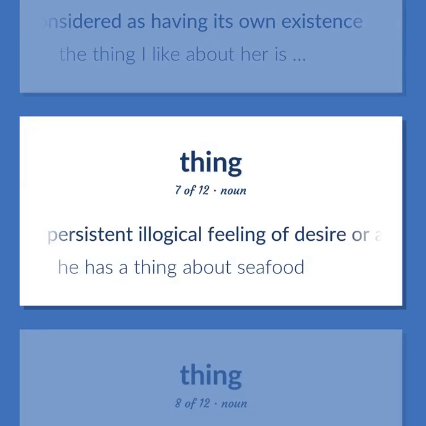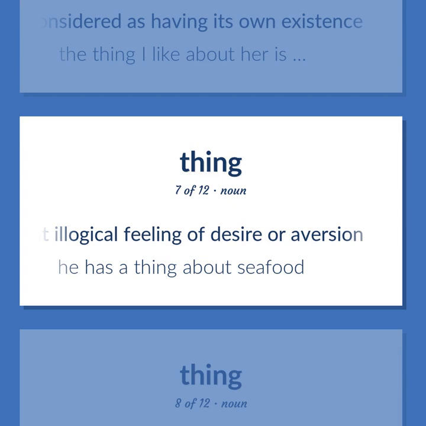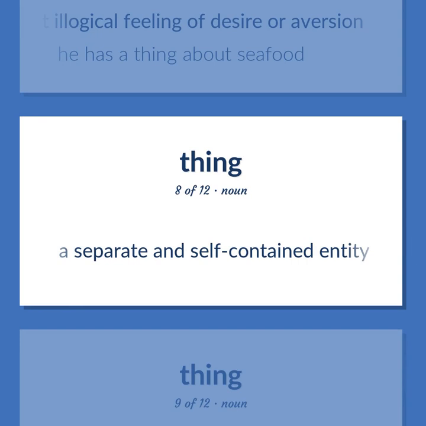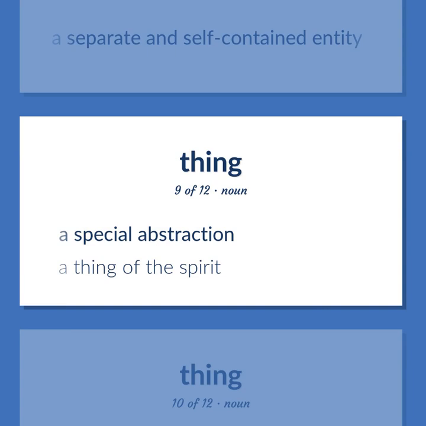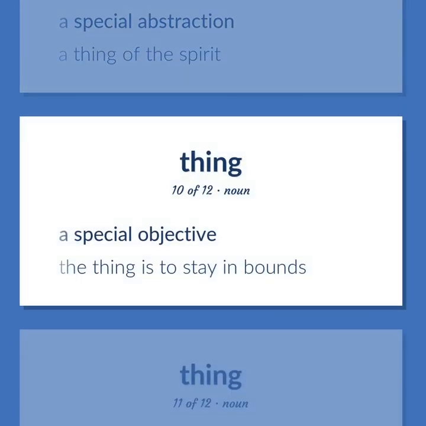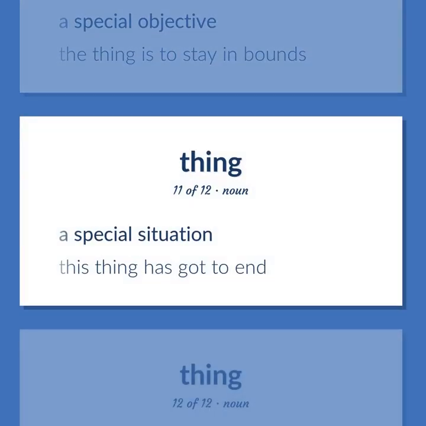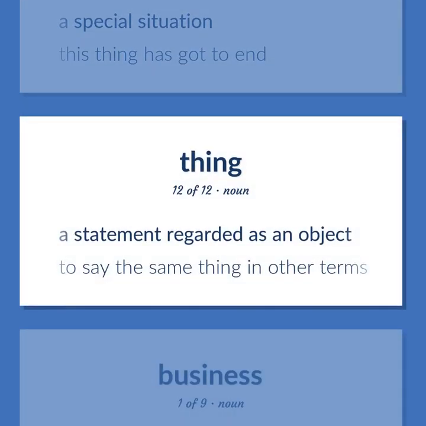A persistent illogical feeling of desire or aversion. He has a thing about seafood. A separate and self-contained entity. A special abstraction. A thing of the spirit. A special objective. The thing is to stay in bounds. A special situation. This thing has got to end. A statement regarded as an object. To say the same thing in other terms.